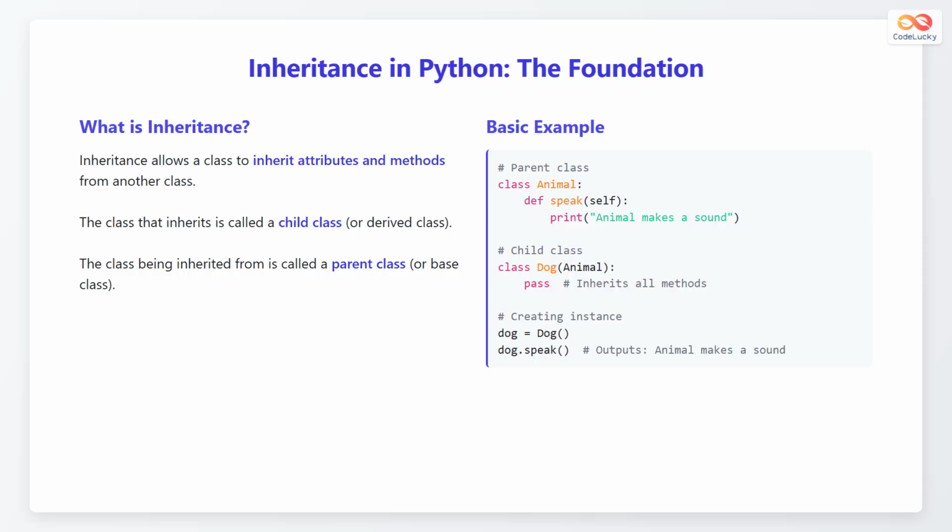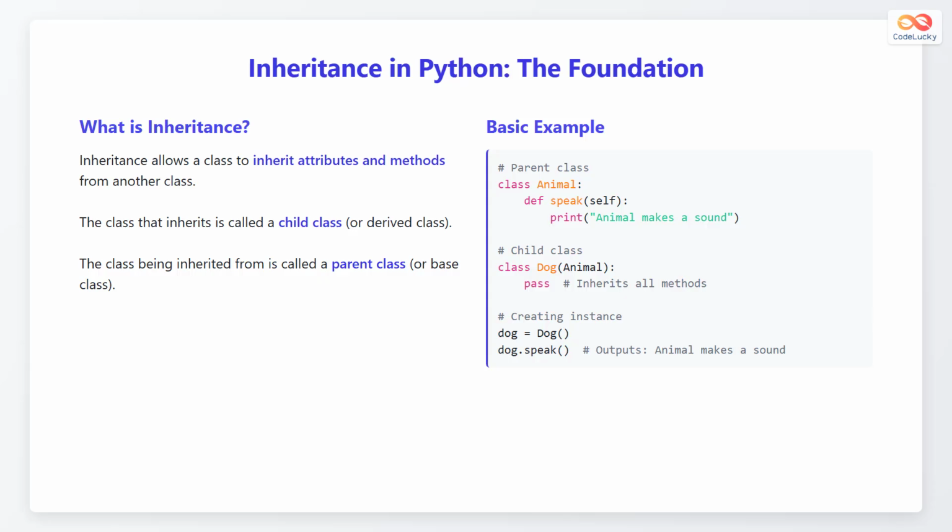Inheritance in Python, the foundation. What is inheritance? Inheritance allows a class to inherit attributes and methods from another class. The class that inherits is called a child class or derived class. The class being inherited from is called a parent class or base class.